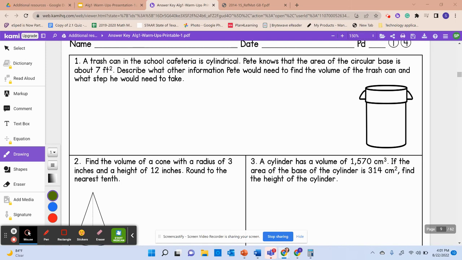This is warm-up number 14. Let's go ahead and take a look at problem number 1. It says a trash can in the school cafeteria is cylindrical, and Pete knows that the area of the circular base is about 7 foot square. Describe what other information Pete would need to find the volume of the trash can and what steps he would need to take.